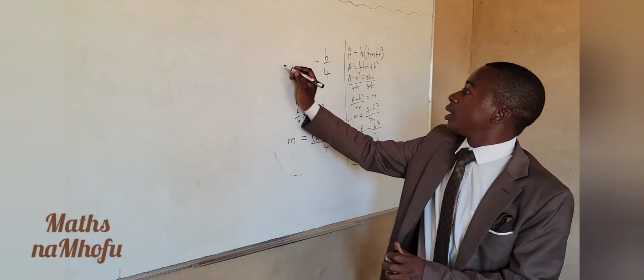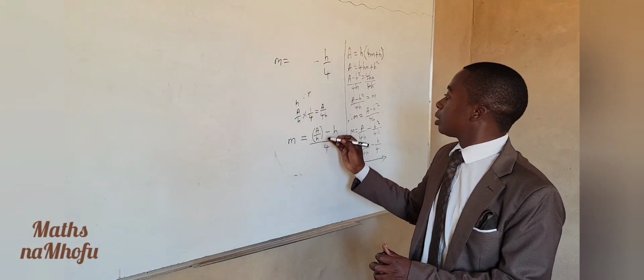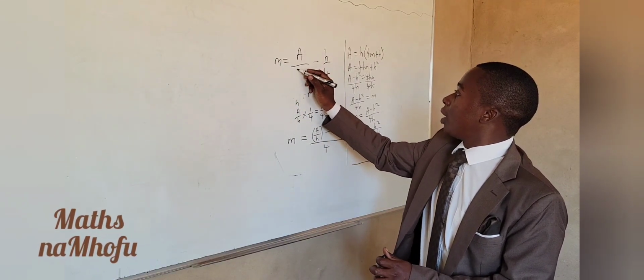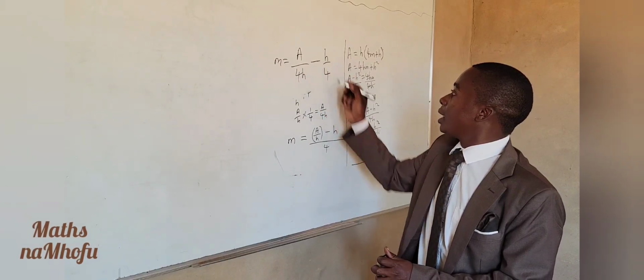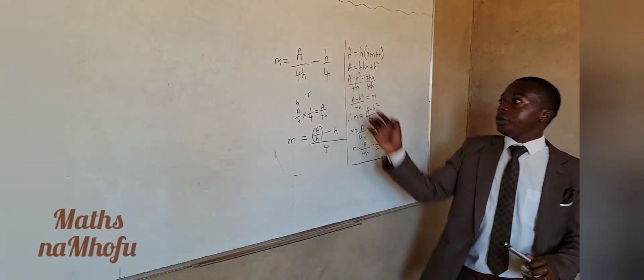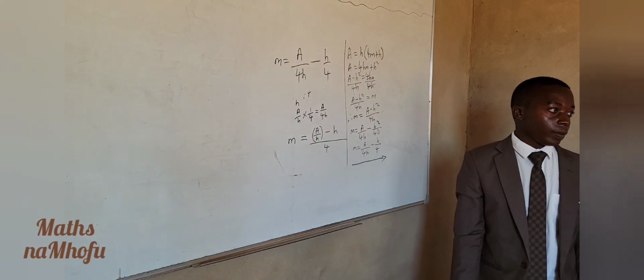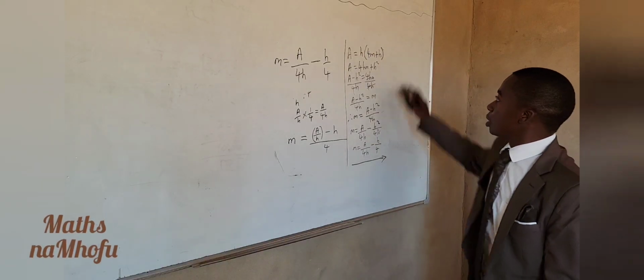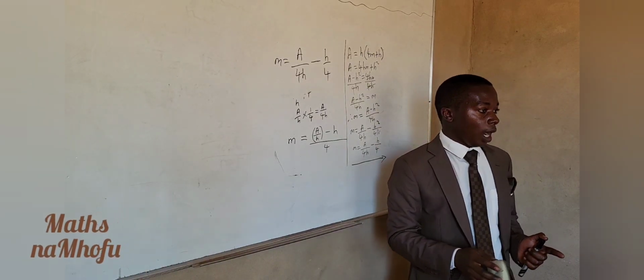And you end up with M equals A over 4H minus H over 4. You see, you still get to the same answer, depending on which method you choose. So you have to choose the method that is easier for you. Are we together?